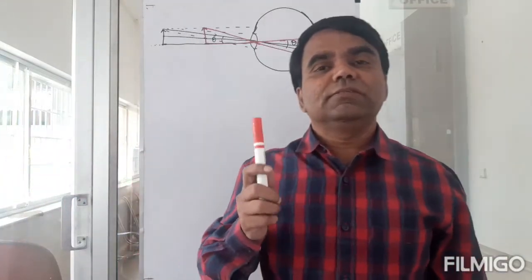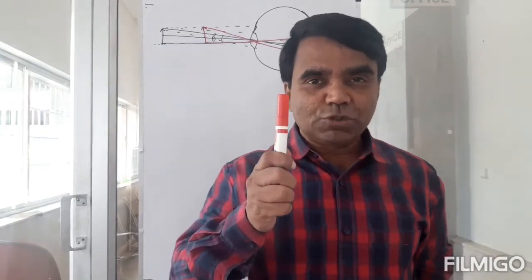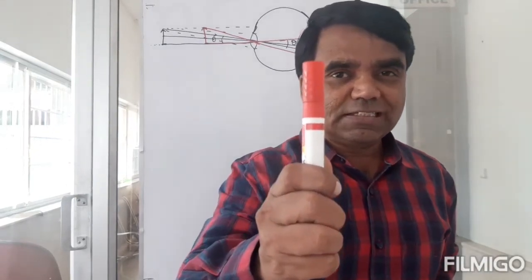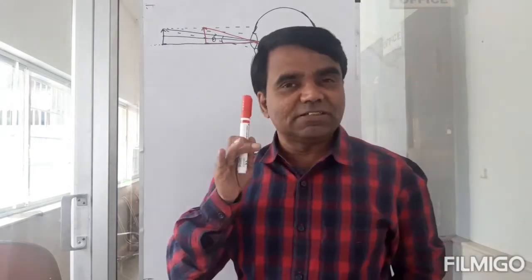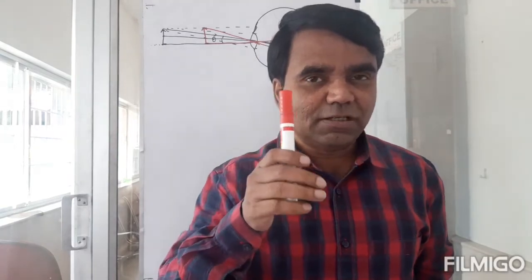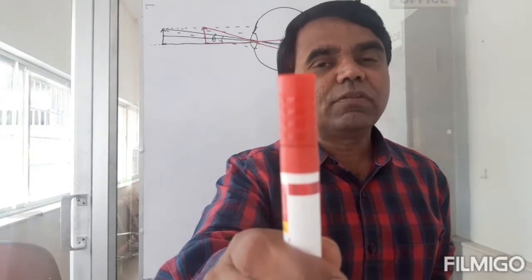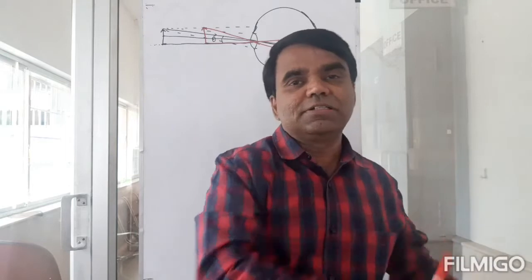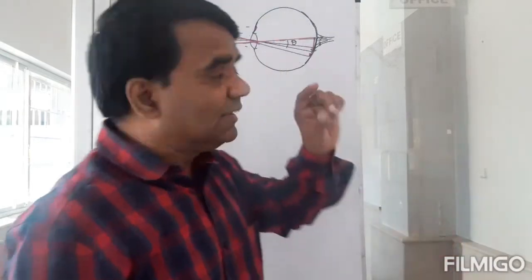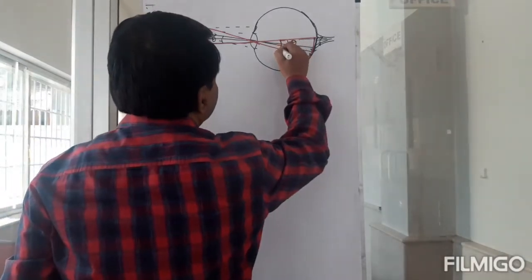You can even test it. I hope you are able to see this pen. Now if you bring it closer to you, you see you are seeing it as a bigger pen. The size of the pen has not changed, but I bring it closer and closer to you. Now you are seeing it as a bigger and bigger image. And that is because the angle, notice, that angle is becoming bigger.